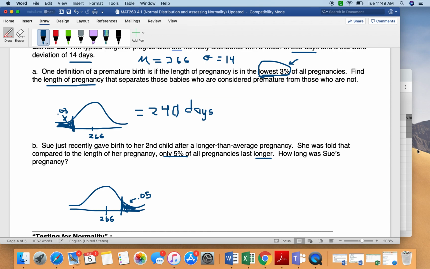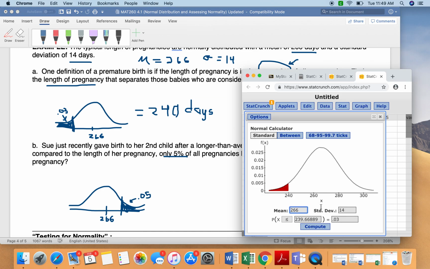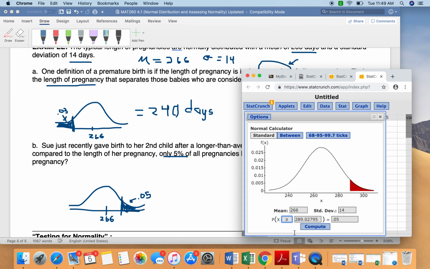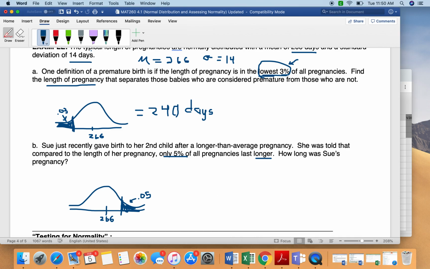So again, we're going to go back into StatCrunch. We already have our mean. I already have our standard deviation. We're going to clear out our x value. And over here on the equal sign, we're going to put 0.05 because we want the top 5%. Now because we have this top, the greater than, we need to change this to greater than. And we can see this gives us a value of 289. So this value here would be 289. And we get 289 days.